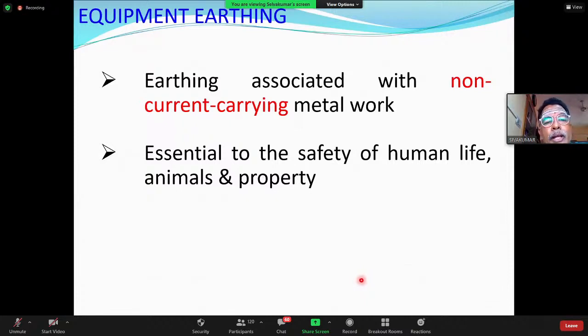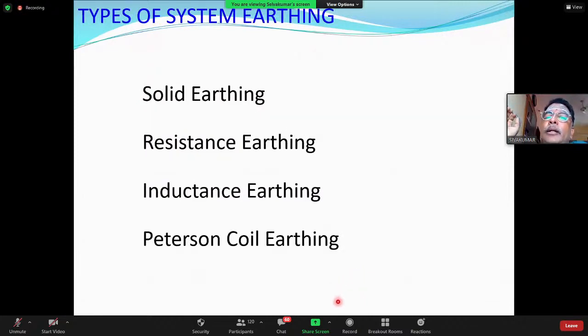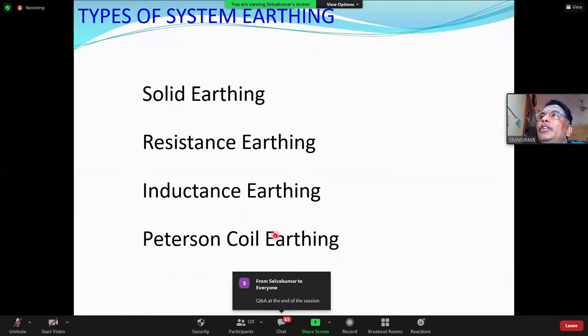Now coming to elaborating further on system earthing, there are four types of system earthing: solid earthing, resistance earthing, inductance earthing, and Peterson coil earthing. We are not discussing unearthed system here. It goes on to explaining a lot of things, but unearthed system we generally do not practice.